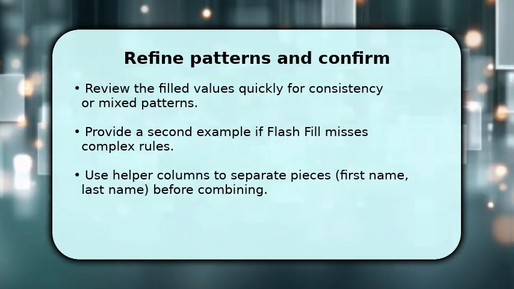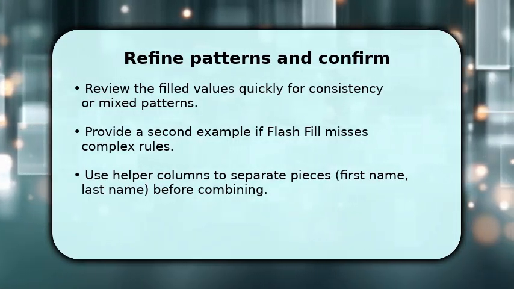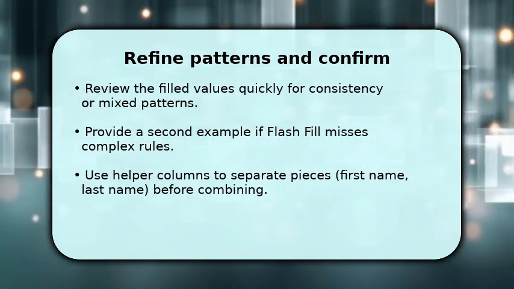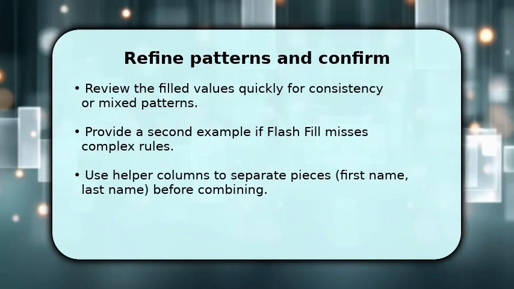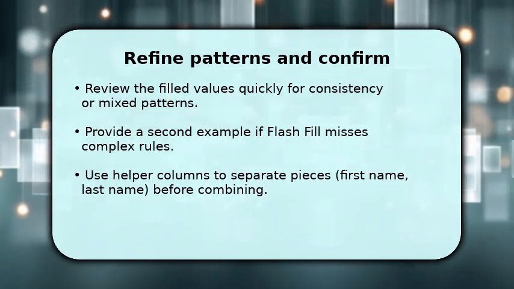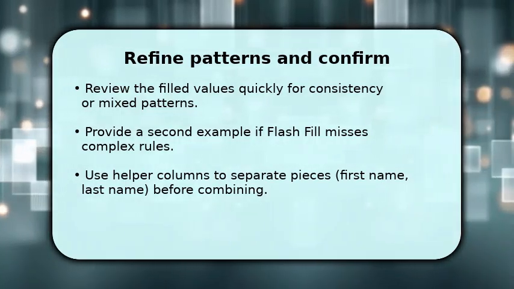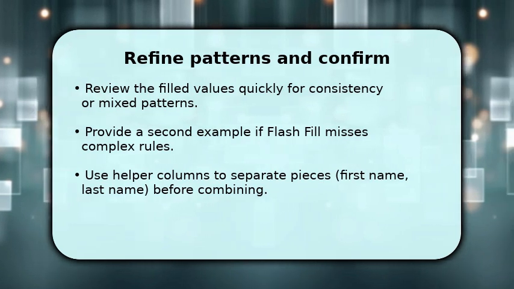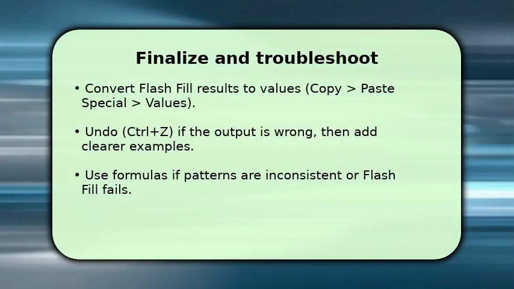with both examples. When rules are complex, break the task into helper columns. Extract first name or area code first, then combine to simplify patterns. This step-by-step approach reduces errors and helps you understand why Flash Fill made certain guesses. After results look correct, lock them in by copying the Flash Fill column and pasting values to avoid retriggering.